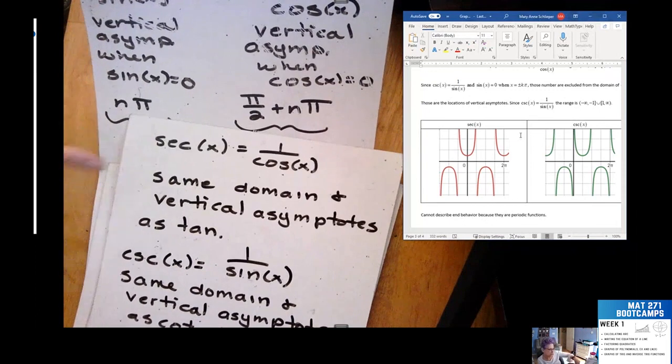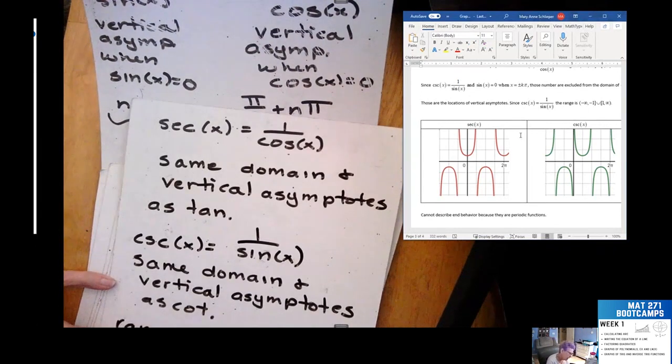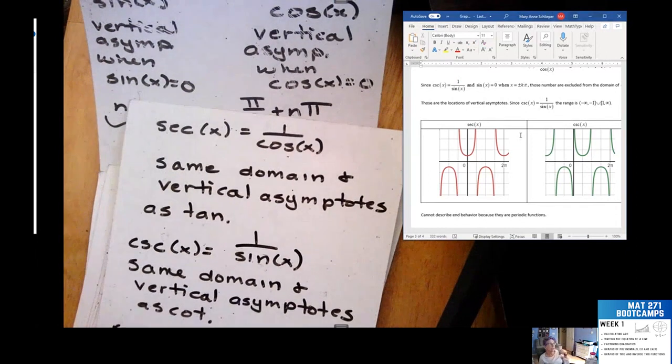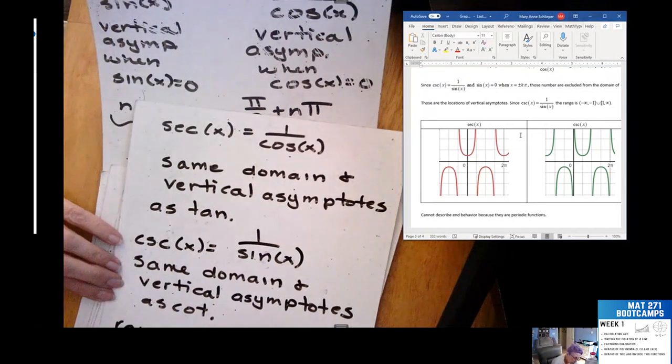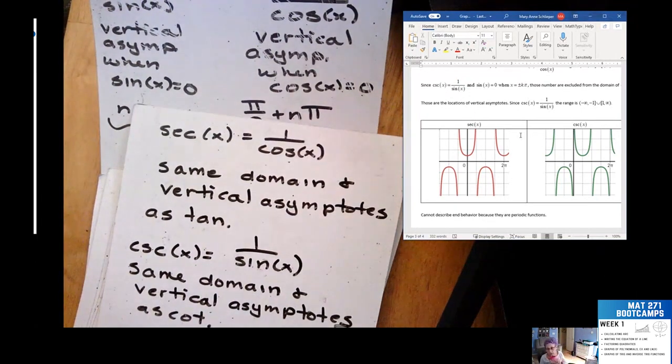So the domain for secant is the same as tangent. They're buddies. And as you get into derivatives, you're going to remember that secant and tangent are buddies, cosecant, cotangent are buddies. They hang out together. They play well together. The range of secant and cosecant, well, since they are cosine and sine flipped upside down, and sine and cosine never get bigger than 1, secant and cosecant never get smaller than 1. So their range is negative infinity to negative 1 and 1 to infinity. It covers everything that sine and cosine don't.